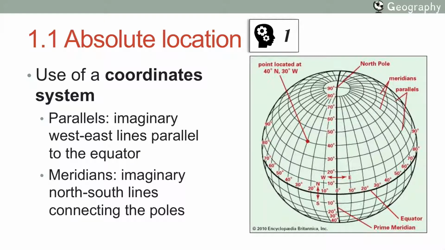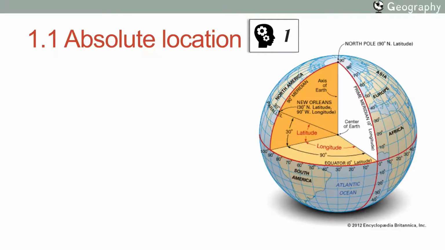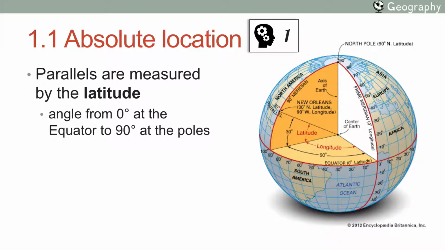These lines, we need to measure them, and to measure them we are using what we call latitudes and longitudes. The parallels are measured by the latitude. The latitude is an angle formed at the center of the Earth between the plane of the equator and the place we want to locate. Here the example is a 30 degrees northern latitude. That gives us New Orleans here. This latitude can go from 0 degrees at the plane of the equator up to 90 degrees at the pole. It can be either north, like here, the North Pole, or south. That would be the South Pole down there.